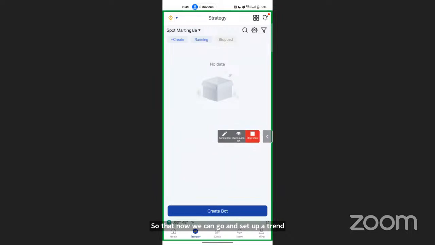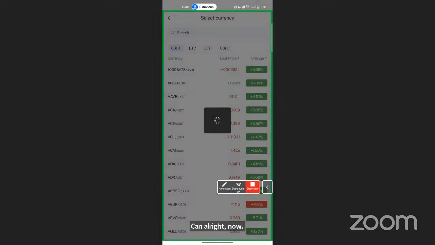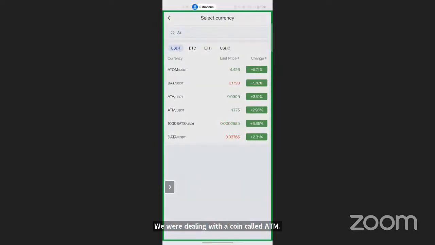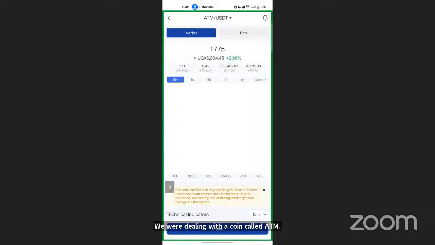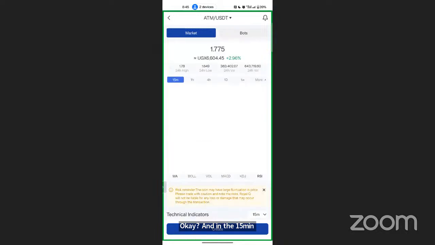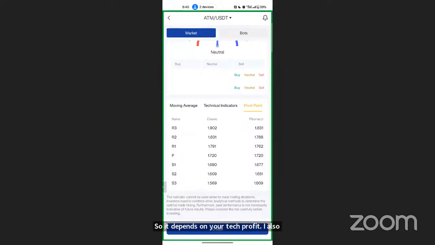Okay, all right. Now we are dealing with a coin called ATM, in the 15 minutes time frame, which we are using to trade. So it depends on your take profit. I also want to talk about that. So if I want a bigger, do you see?